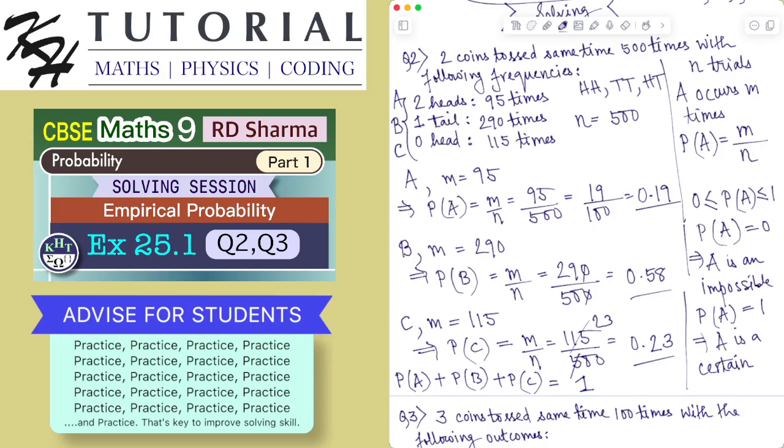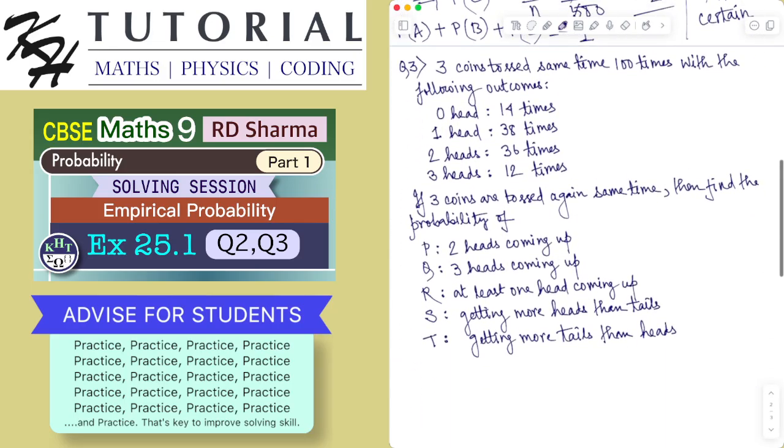Okay, let's see the next problem. This is also based on coins. Three coins are tossed simultaneously 100 times with the following outcomes. Zero head, one head, two heads, three heads. Let's name this event as A: event A means when I am tossing 3 coins at the same time, I am getting 0 heads. That means 0 heads also means 3 tails. 1 head also means 1 head, 2 tails. Let this event be B, let this event be C, and let this event be D.